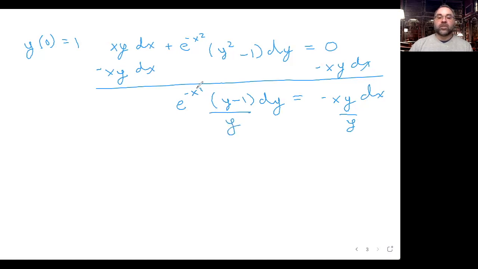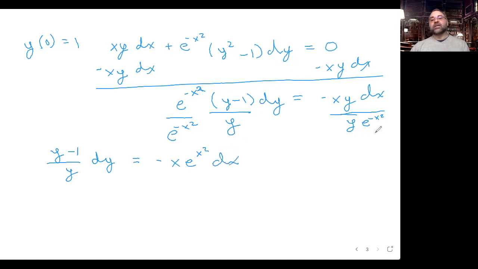And, oh, this is supposed to be an x squared. That 2 didn't show very well. And then we just divide by e to the negative x squared to the other side. So what's left? Well, I have (y minus 1 over y) dy equals, now this is interesting here because I have negative x e to the x squared, because when I divide by e to the negative x squared, I can bring that into the numerator and give it a positive exponent. Now we're going to integrate.